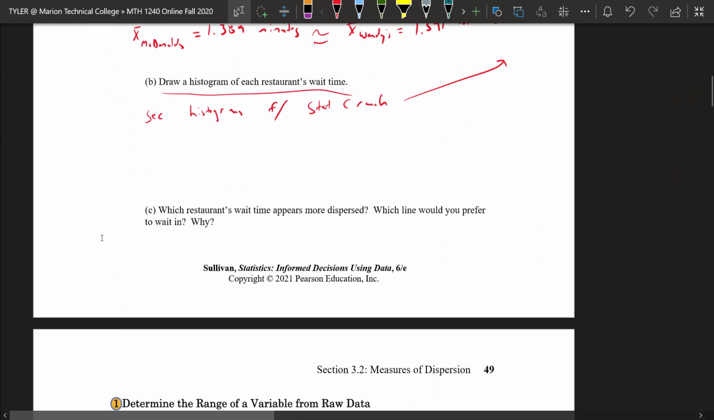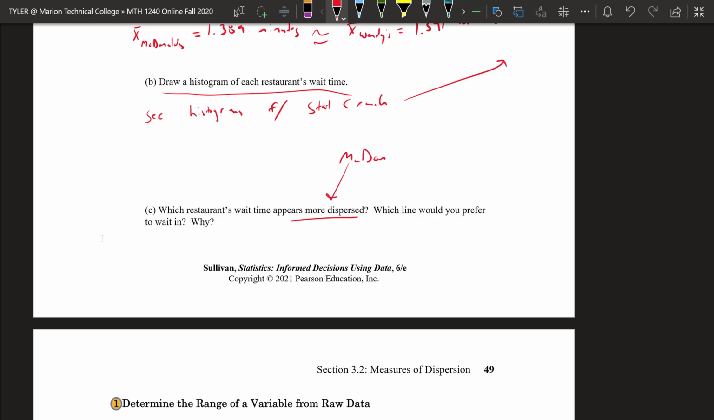Right, so I would say McDonald's is more dispersed, right? So this one is McDonald's, and I would rather wait in Wendy's line because there's less horizontal spread, and the wait time is more consistent.